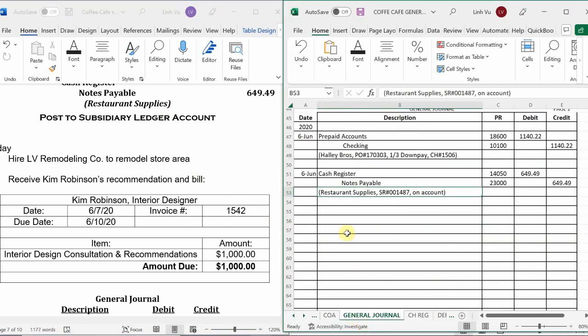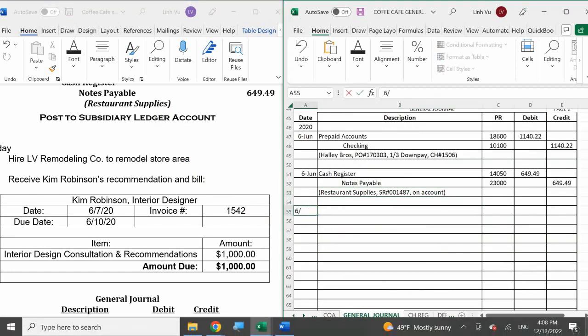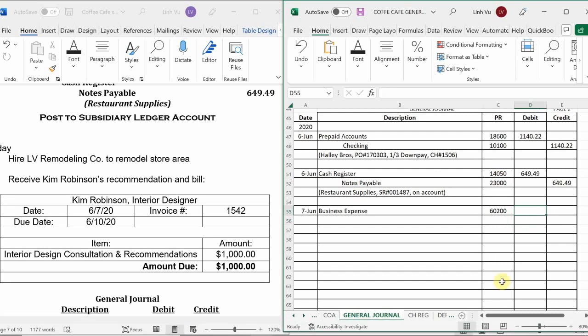Okay, so general journal, right? We recognize that this was a business expense that Miss Kim Robinson has done. So 60, I already forgot the number. 6,200. Okay, that's what I thought. And because this expense had occurred, we have the option: are we going to pay now or are we going to pay later? In this case, we chose to pay later.